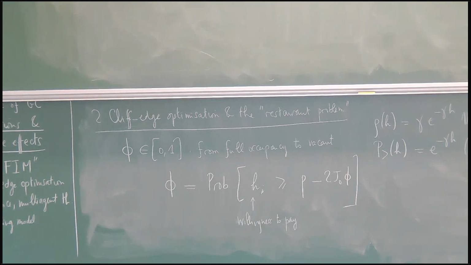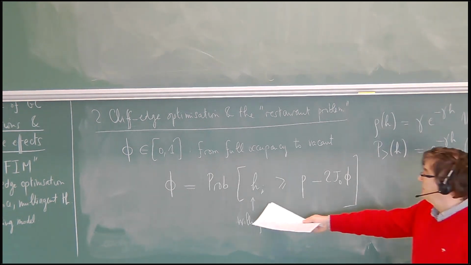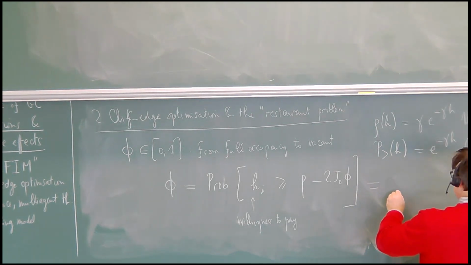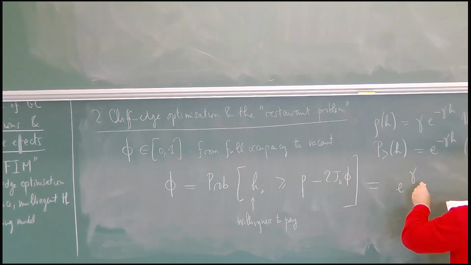Okay, so injecting this special shape in the general equation, we find that phi is equal to exponential of minus gamma times the min of 2JP.